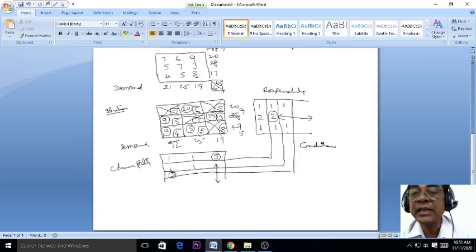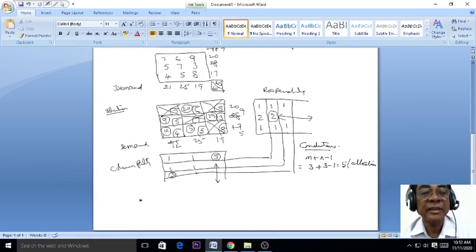What is the condition here? m plus n minus 1, where m is the number of rows and n is the number of columns. Number of rows is 3, number of columns is 3, minus 1, it means 5 allocations. Check it here: 1, 2, 3, 4, 5. That's all. Therefore, please write down the IBFS final solution, the initial basic feasible solution. You have to show it like this.